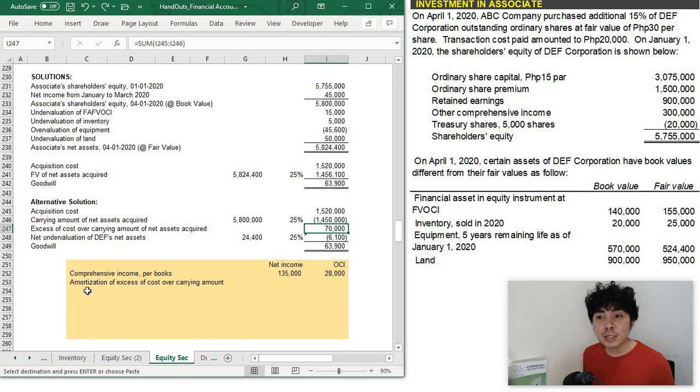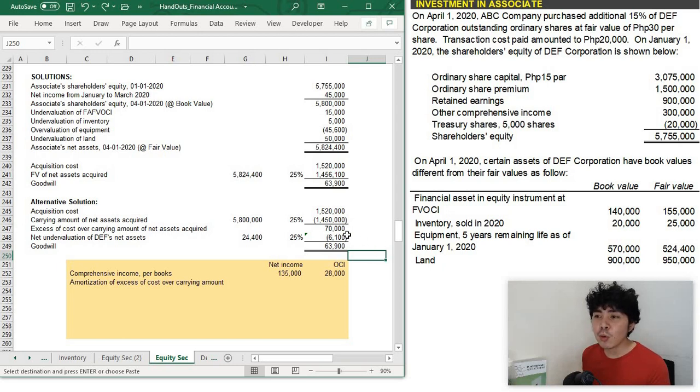Pero, etong amortization, it is not applicable for goodwill. Ang goodwill is never amortized. Ang goodwill is subject to impairment. Again, ang goodwill ay hindi ina-amortize. Siya lang ay nai-impair. So, sino lang yung pwede mong i-amortize? Ito lang, etong 6,100 pesos, which is yung 25% nung net undervaluation ng ating apat na asset. So, ito lang ay amortize natin, itong 6,100.